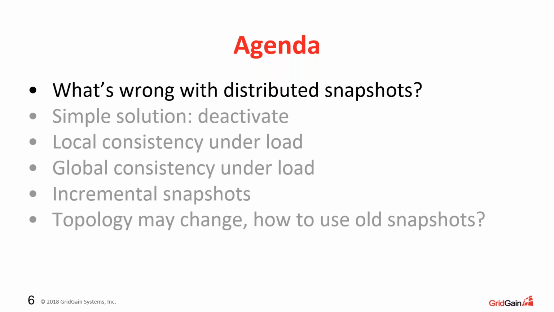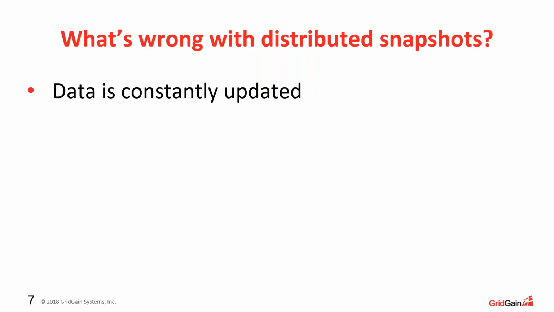Let's start with the problematics of this topic. What's wrong with distributed snapshots? First of all, it's not actual only for distributed systems, but for all databases as well. Data gets constantly updated, and when you create a snapshot, you want to create a snapshot for a certain timestamp. Snapshot creation may take several hours, and you want all data in your snapshot frozen at the state for some moment.